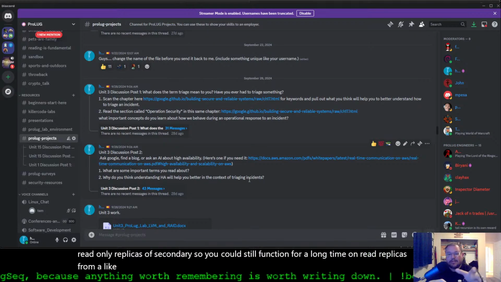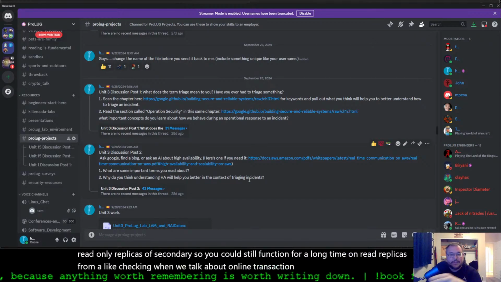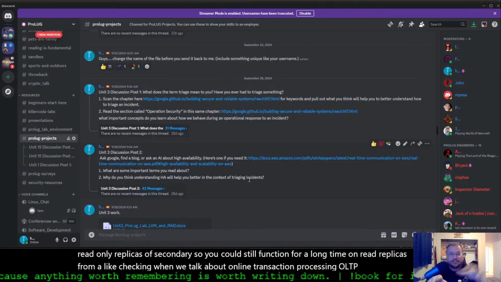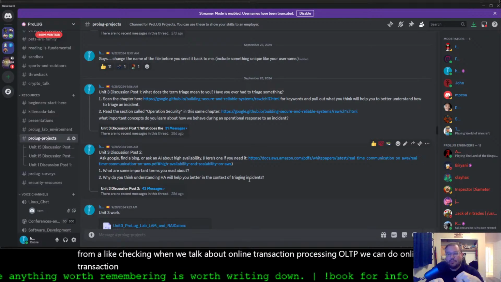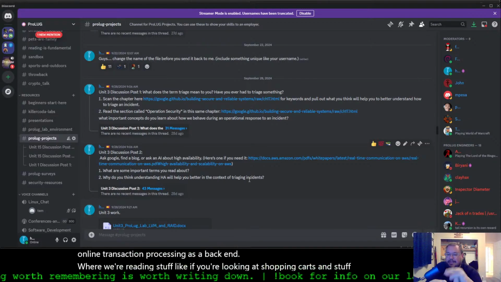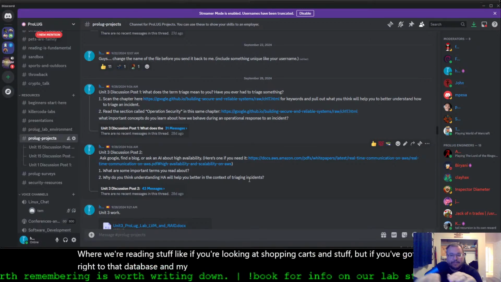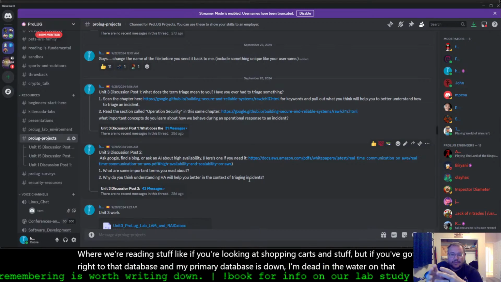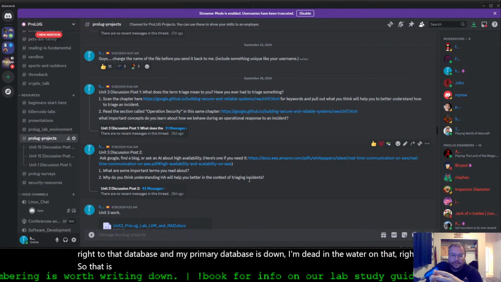When we talk about online transaction processing, OLTP, we can do online transaction processing as a backend where we're reading stuff, like if you're looking at shopping carts. But if you've got a write to that database and my primary database is down, I'm dead in the water on that, right? So that is a critical piece of infrastructure.